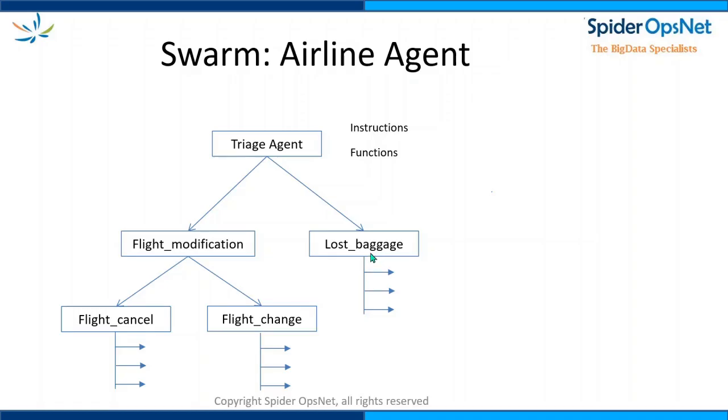Similarly, lost baggage also has multiple instructions and multiple functions, which may tell it what is the policy for lost baggage, what information it needs to get from the customer, and how it has to handle the customer service.